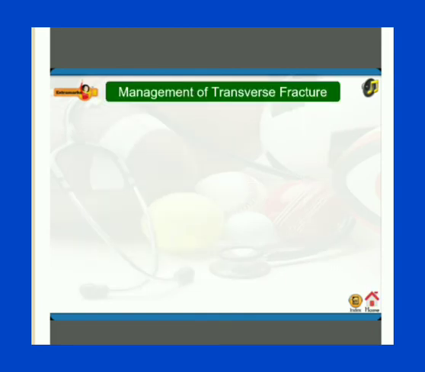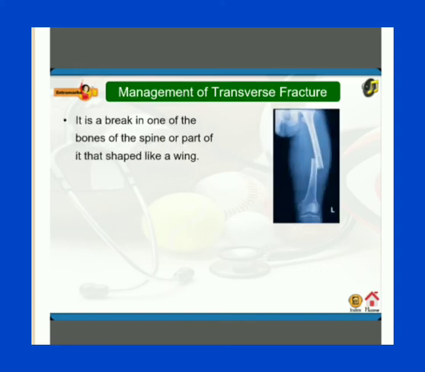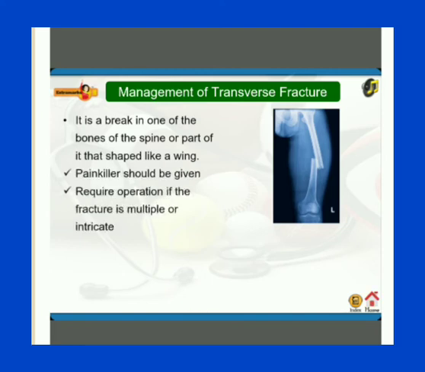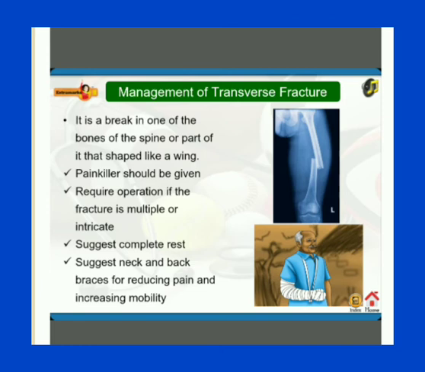Spinal fracture is a break in one of the bones of the spine or part of it that is shaped like a wing. For that, a painkiller should be given. Require operation if the fracture is multiple or intricate. Suggest complete rest. Suggest neck and back braces for reducing pain and increasing mobility.